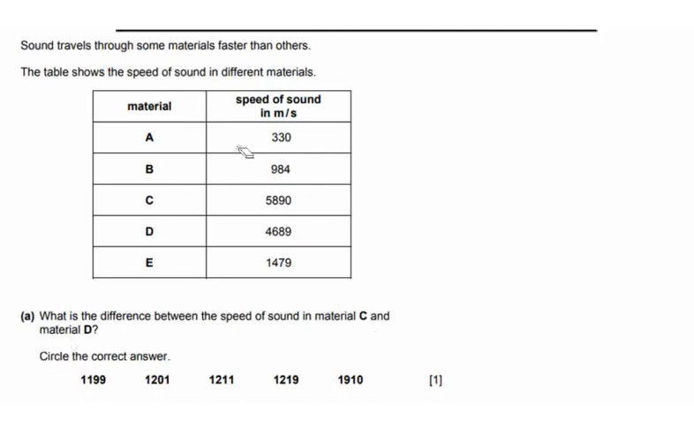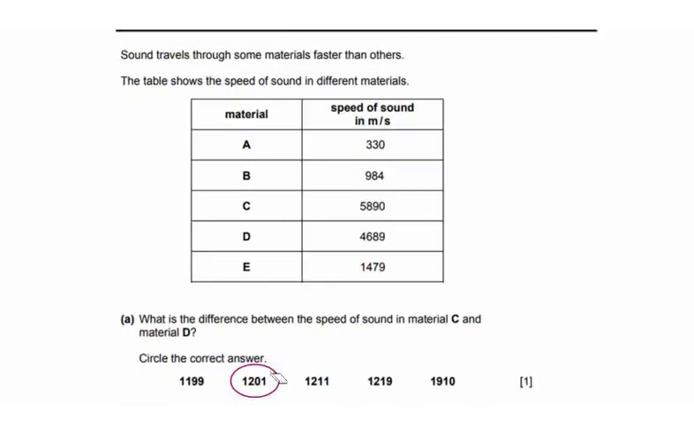Circle the correct answer. The answer is 1201. If we subtract material D from material C, 5890 minus 4689 will get 1201.